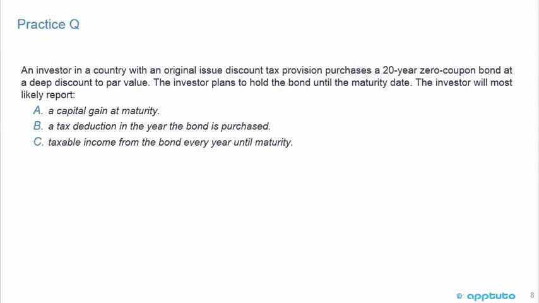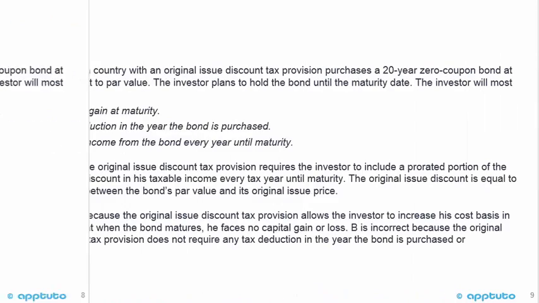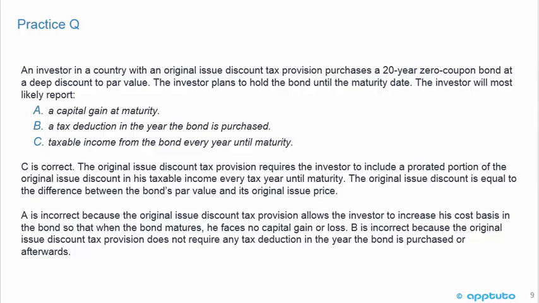One last practice question to finish this LOS. An investor in a country with an original issue discount tax provision purchases a 20-year zero-coupon bond at a deep discount to par value. The investor plans to hold the bond until the maturity date. The investor will most likely report A, a capital gain at maturity, B, a tax deduction in the year the bond is purchased, or C, taxable income from the bond every year until maturity. I like this question and it makes sense, and we've seen part of it in the accounting in previous LOS.